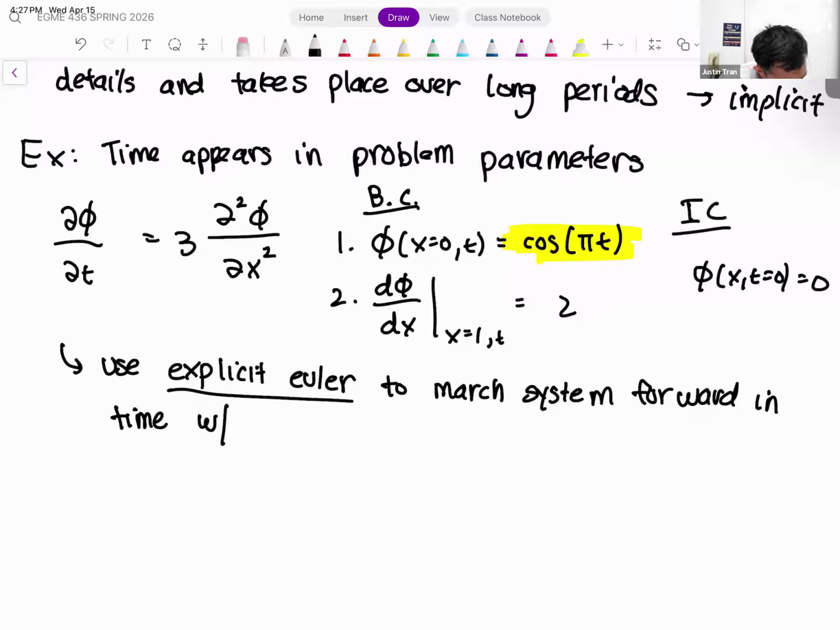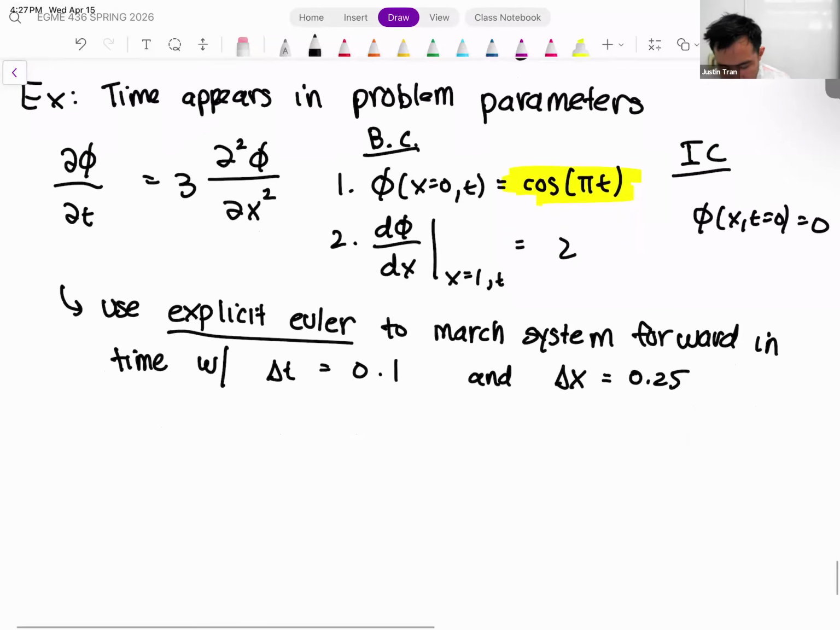Okay, and so just like before, we need our time step size and our grid spacing. Let's say that our time step size delta t is 0.1, and our grid spacing delta x is 0.25. Just like we did before, we can use our explicit Euler equation. Since we have a grid spacing of 0.25 and the length of our domain is 1, just like our last two examples, this means we have 5 grid points.